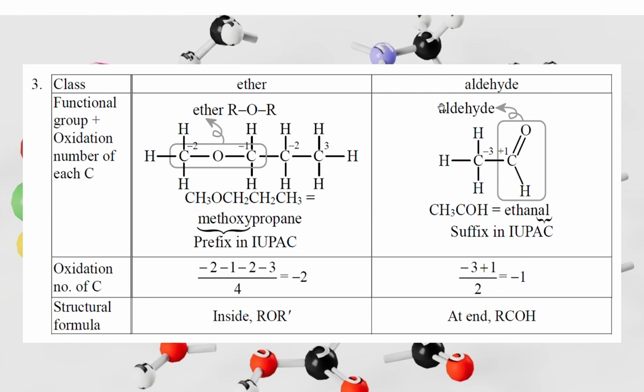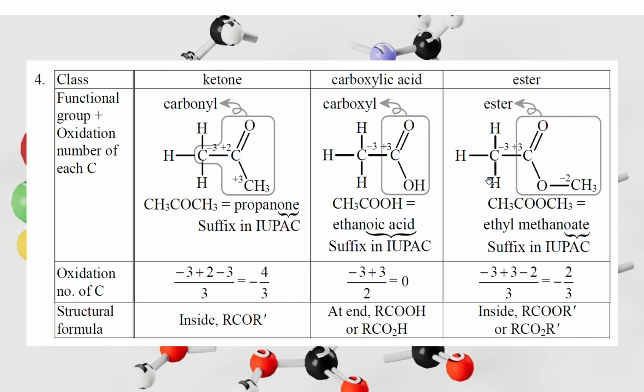The name ending -al appears at the back, even now. Aldehyde is RCHO. And then RCOR, we call it ketone, for example propanone. Carboxylic acid, RCOOH. Ester, RCOOR. Do you remember? Aldehyde, RCHO. Ketone, RCOR. Carboxylic acid, RCOOH. Ester, RCOOR. You need to remember that because they have completely different chemical properties, okay?